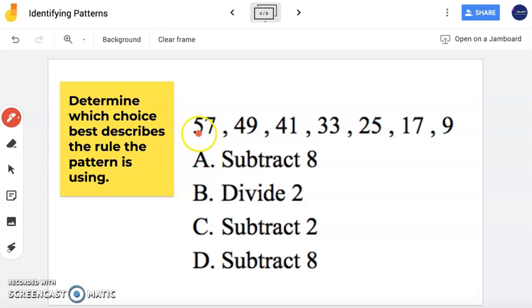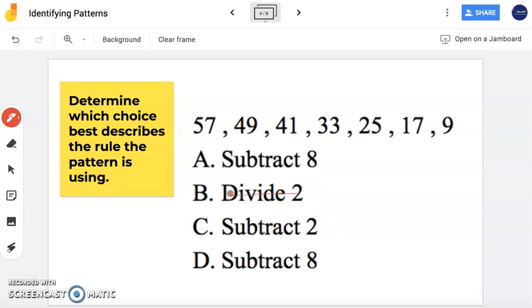Now here, same directions again. Here's my pattern: 57, 49, 41, 33, 25, 17, 9. Unlike the other two, these values are decreasing. So that means subtraction or division are my only options here. So now I need to take a look. 57 to 49. Okay, 57 divided by something gives you 49. Nothing works for that description. So right away, division is out.